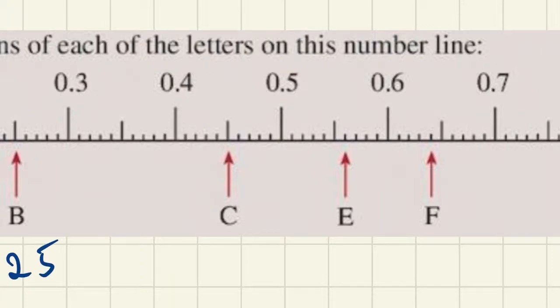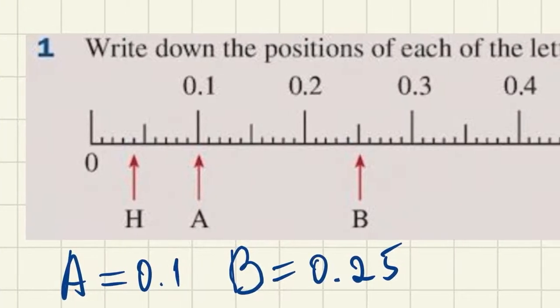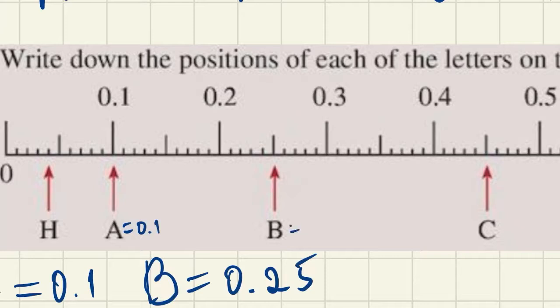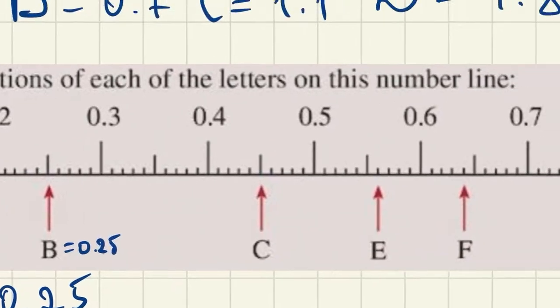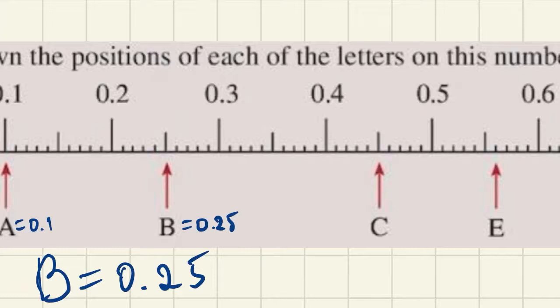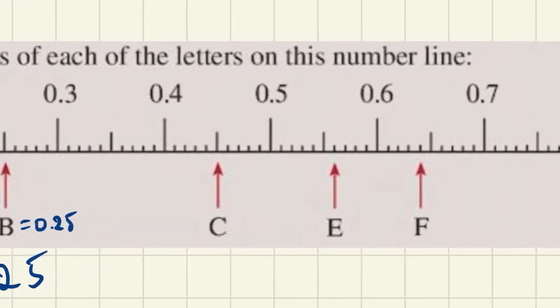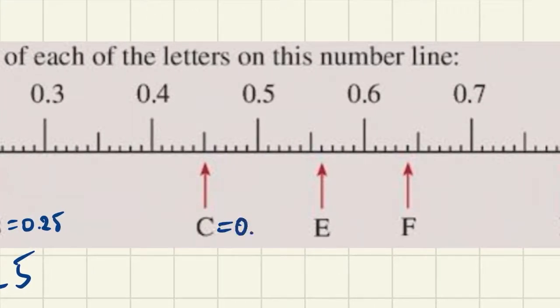C is right in the middle. Okay, we can actually write it here. So A is 0.1, B is 0.25. C is right in the middle between 0.4 and 0.5, just like B was in the middle between 0.2 and 0.3. So by analogy with B, we can say that C is 0.45.